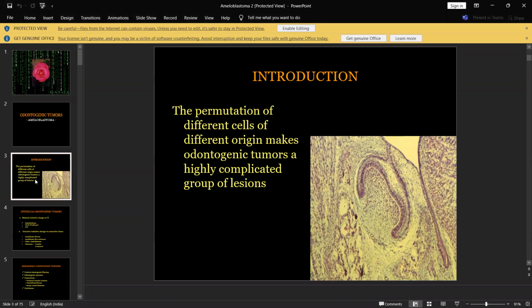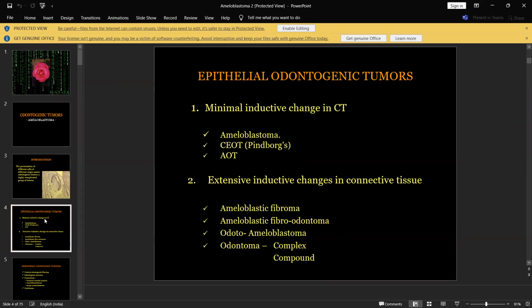The permutation of different cells of different origin makes odontogenic tumors a highly complicated group of lesions. So in that category, we have got epithelial odontogenic tumors.